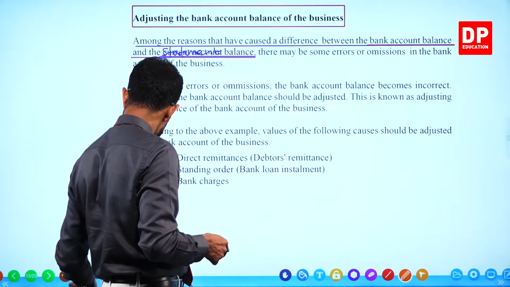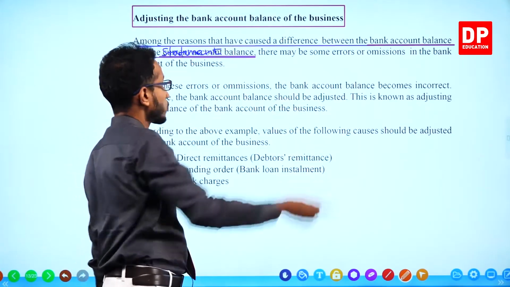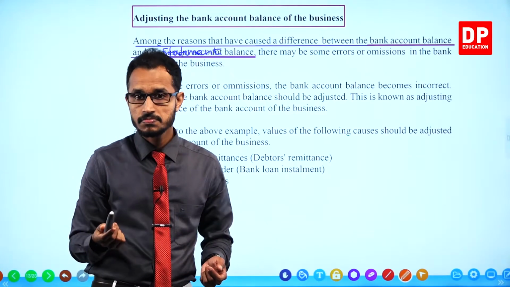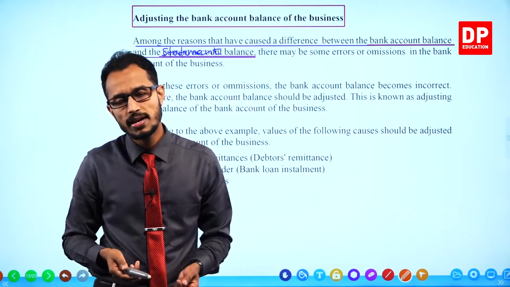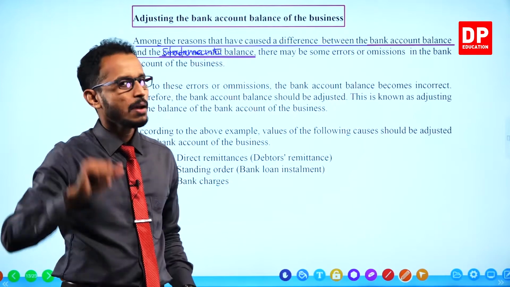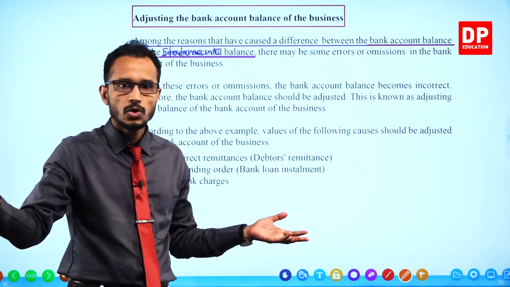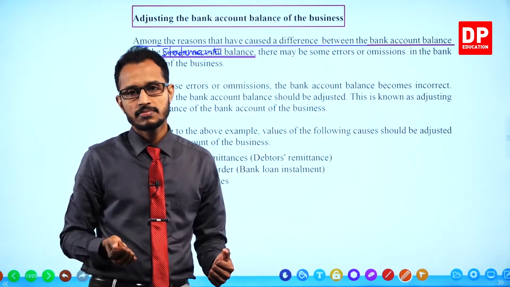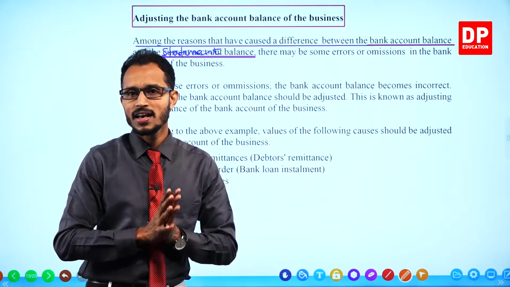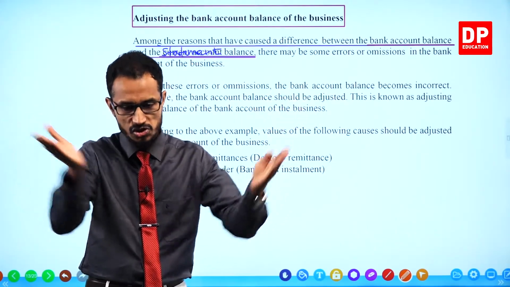Why? Because there are some omissions, some missing items. How did we find out that there are omissions, that there are missing items? Who told us? Nobody. We found it out by ourselves, by doing the cross check.